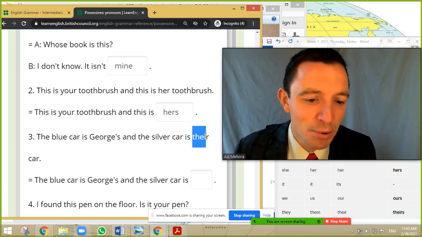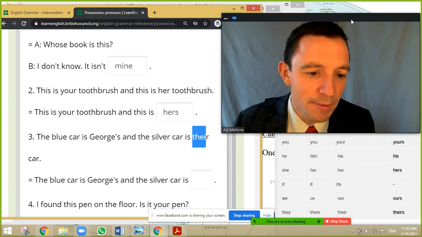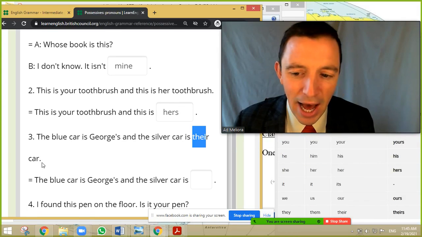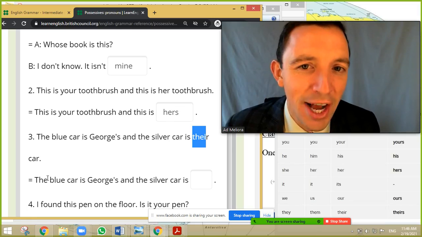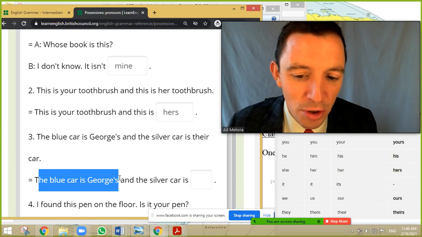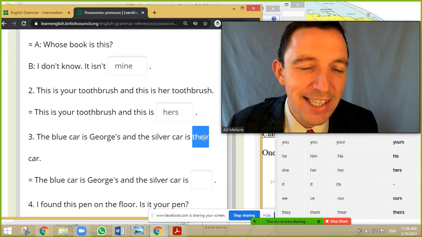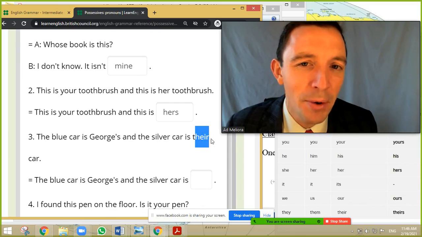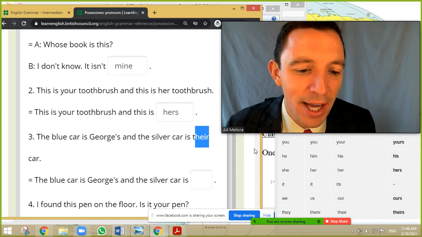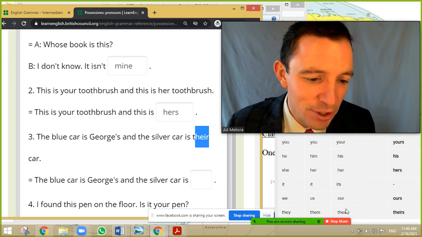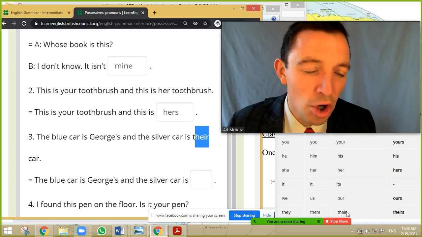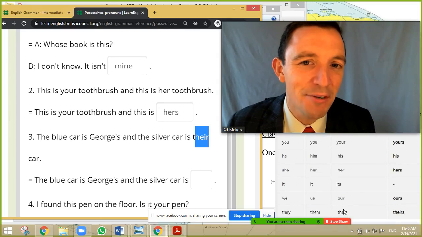That's the possessive adjective again, so you can see it in the column here. Okay, and the substitution or the transformation, the blue car is George's and the silver car is their car, so that's the possessive adjective, but now we need the possessive pronoun. Okay, so their car at the bottom, you can see here. So what do you think is the correct answer for this?